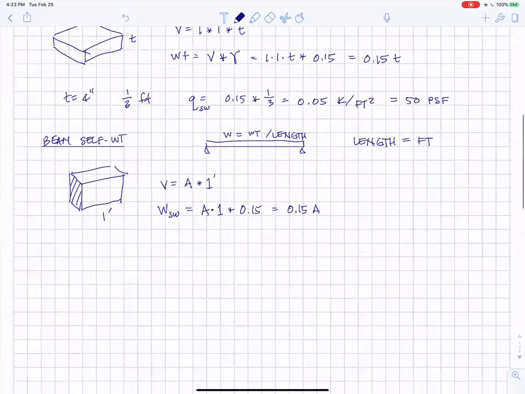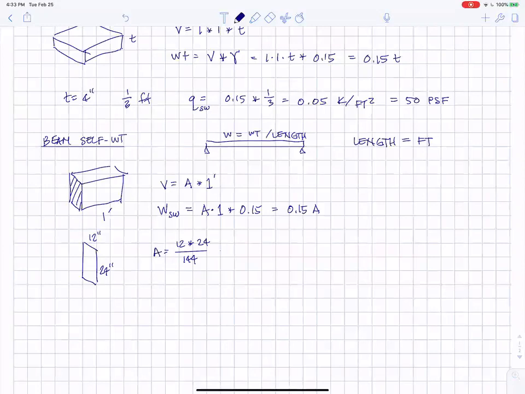For example, if you had a 12-inch by 24-inch beam, the area is 12 times 24 square inches, and 12 squared is 144. And so 144 square inches is 1 square foot. And that comes out to 2 square feet. And W self-weight equals 0.3 kips per foot.